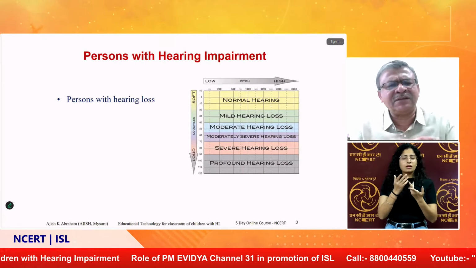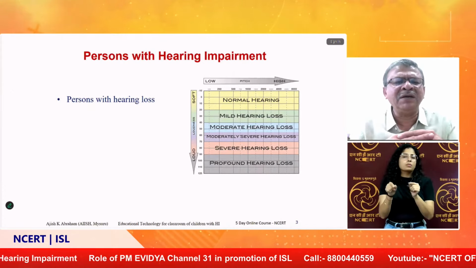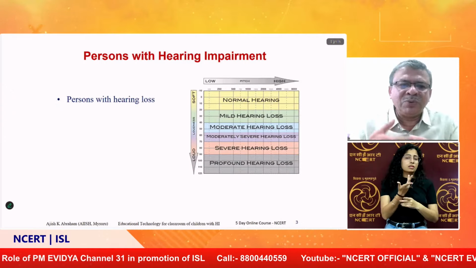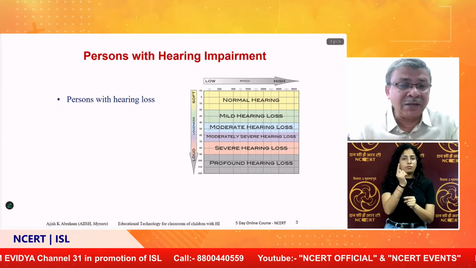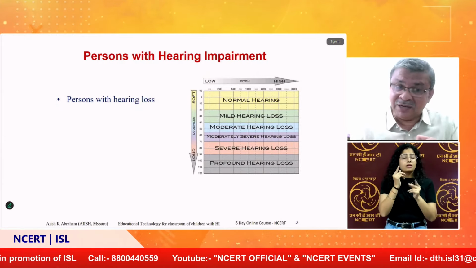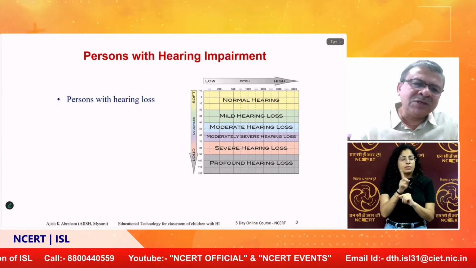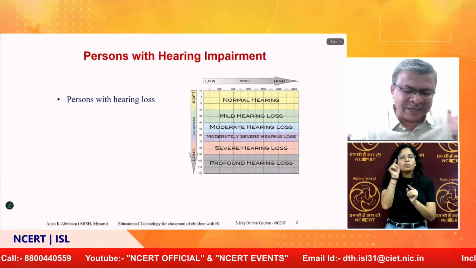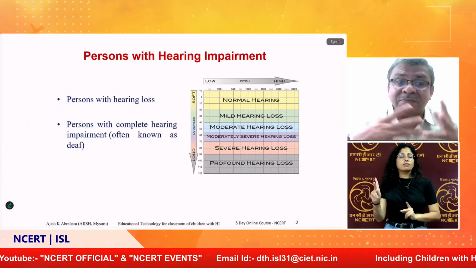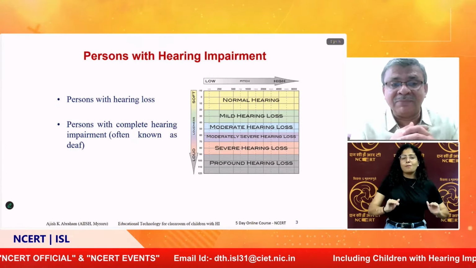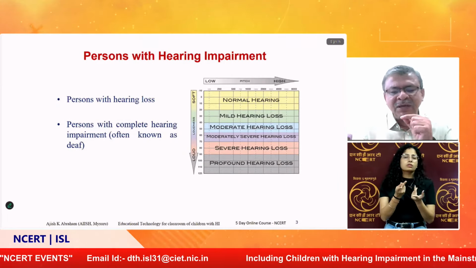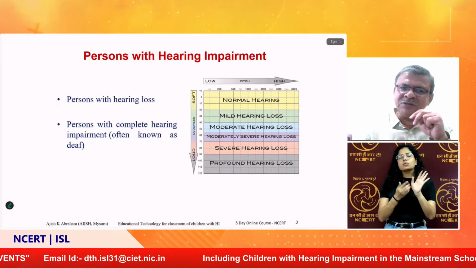When you consider persons with hearing impairment, from the technology point of view, basically we can classify them into two categories. One is persons with hearing loss. You have a hearing impairment, but you are not completely deaf. For that category of children, we have a different solution. And for children with complete hearing loss, which we call deaf or hard of hearing, the solutions are different. So I'll be going through the solutions for both.